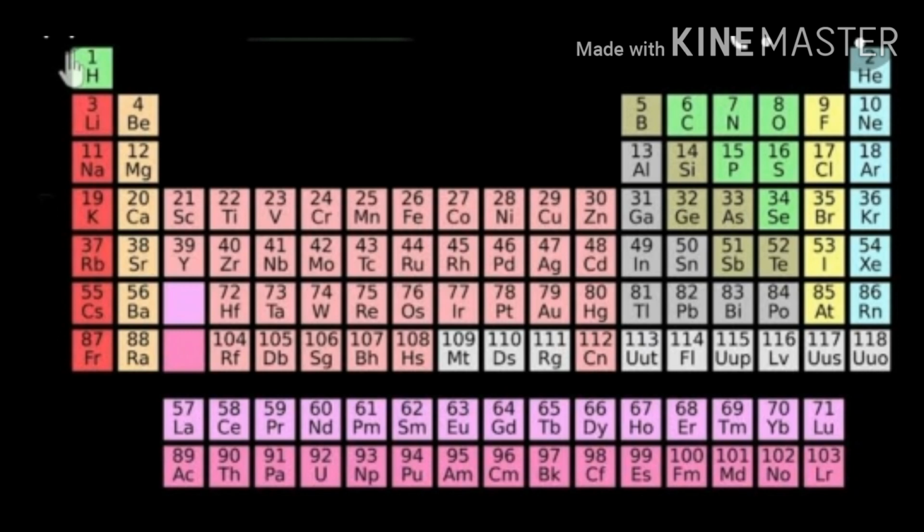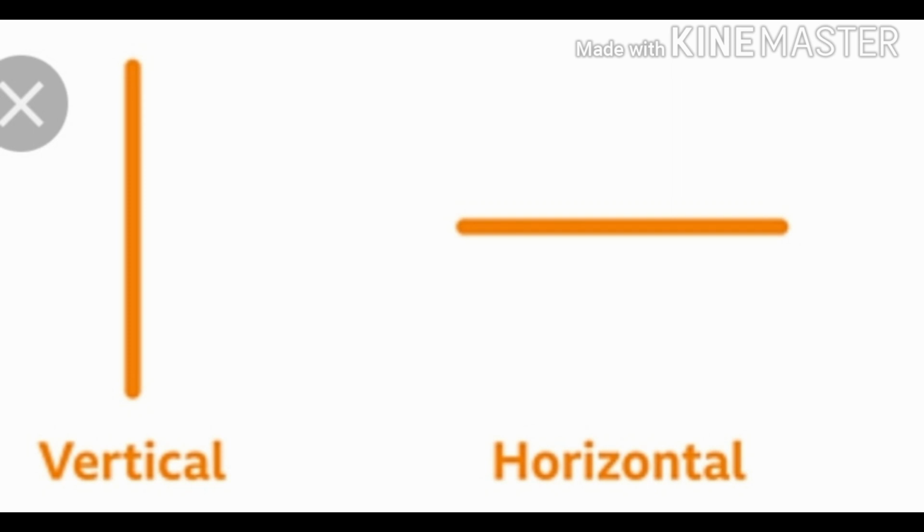According to the modern periodic table, there are two important things you should remember. The first is the vertical columns and the second is the horizontal rows. See this picture? The first diagram indicates vertical columns. The second diagram indicates horizontal rows. Clear?